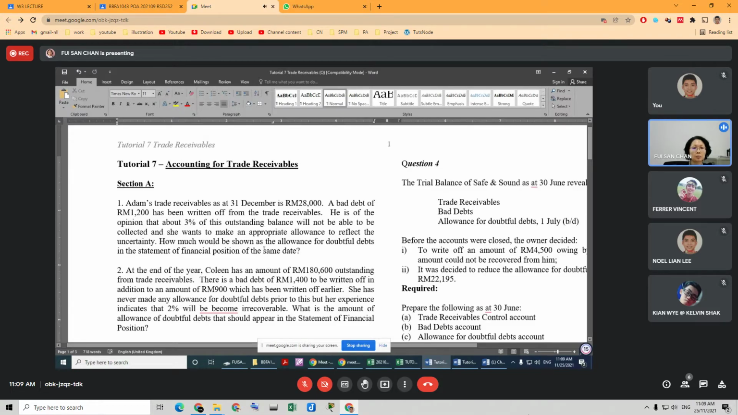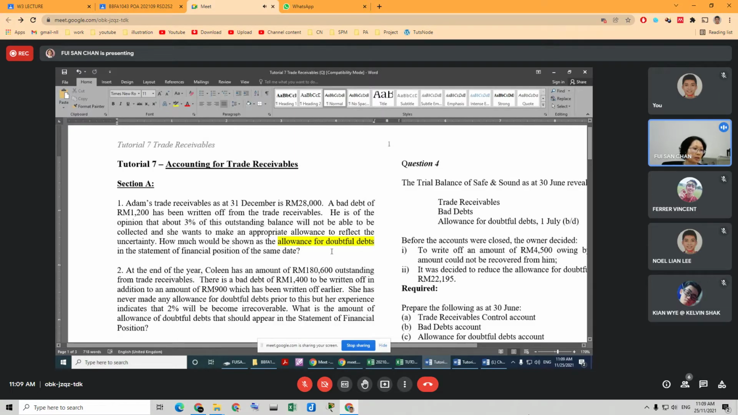So how much would be shown as the allowance for doubtful debts? The question asks, how much is the allowance for doubtful debts? I always like to say AFDD, you know the short form AFDD, right? Allowance for doubtful debts. So what is the answer? How do you know how to calculate allowance for doubtful debts? And do you know what is allowance for doubtful debts?